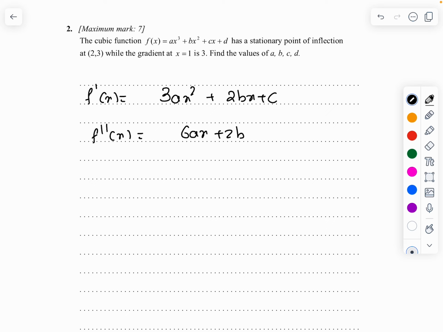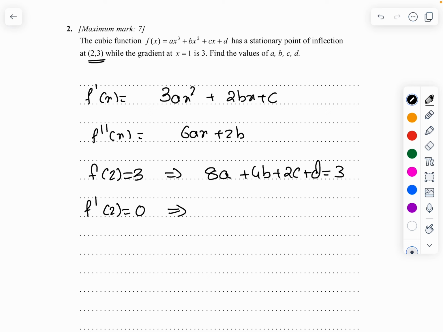Now f of 2 should equal 3 because the point is (2, 3), right? Substituting, you get 8a plus 4b plus 2c plus d equals 3. Now it is a stationary point, so f prime 2 should equal 0. In the first derivative you substitute 2, you get 12a plus 4b plus c equals 0. Now it is a stationary point and a point of inflection, which means the second derivative also equals 0. Substituting into the second derivative, you get another equation.